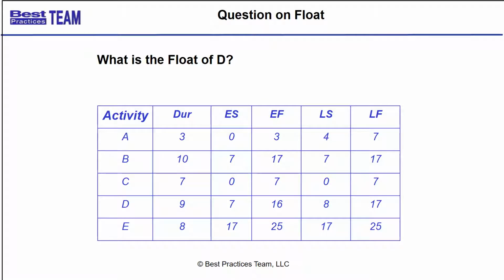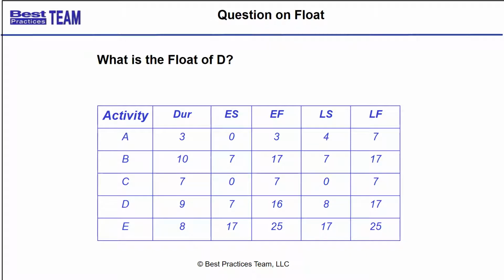So on the test, it's fairly common or known that they just give you a table of the activities and show you their durations and early start and early finish dates, as well as their late start and late finish dates. And then they ask you, what's the float of one of these activities? So in this table, what's the float of D?